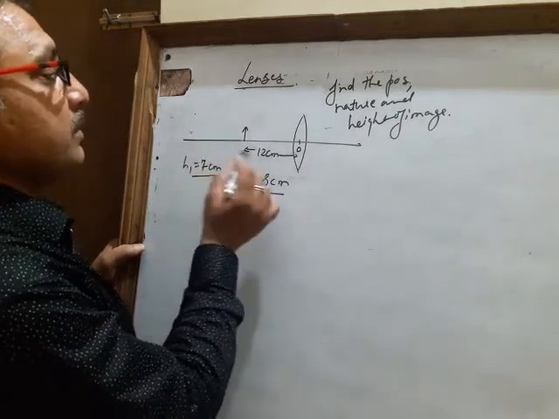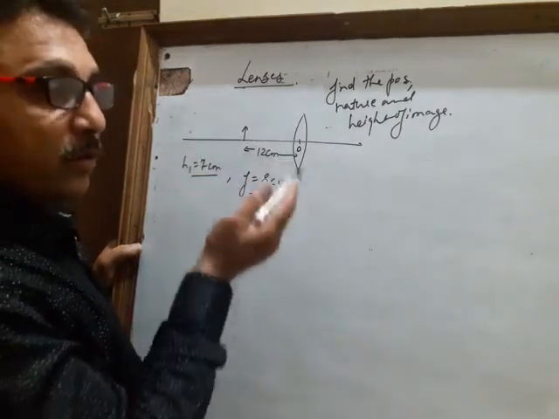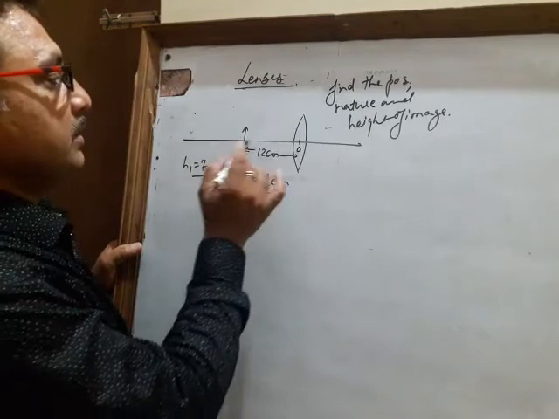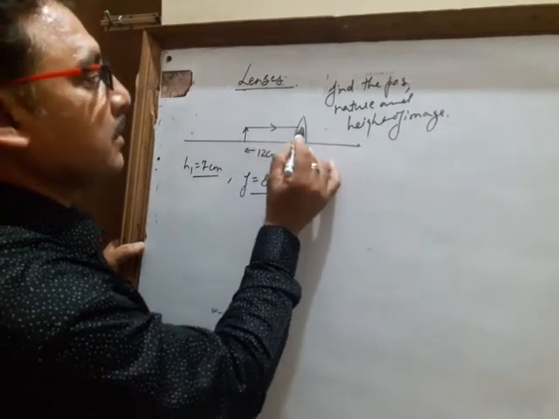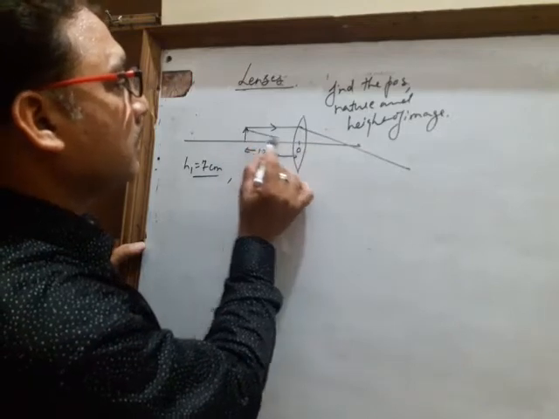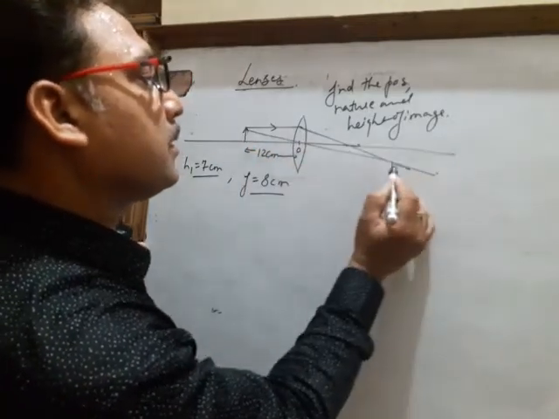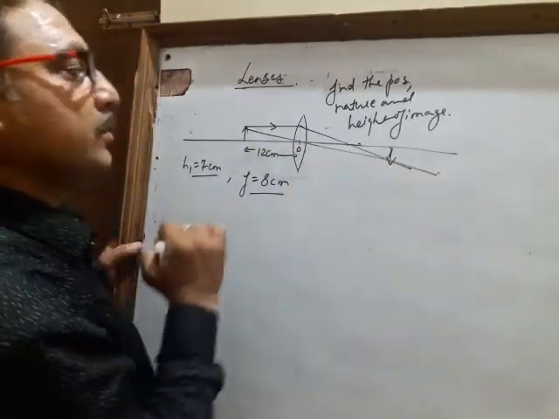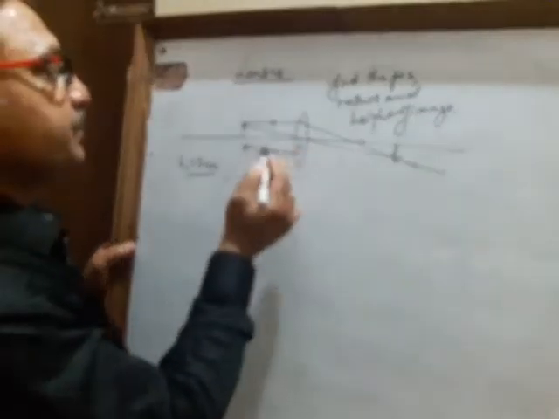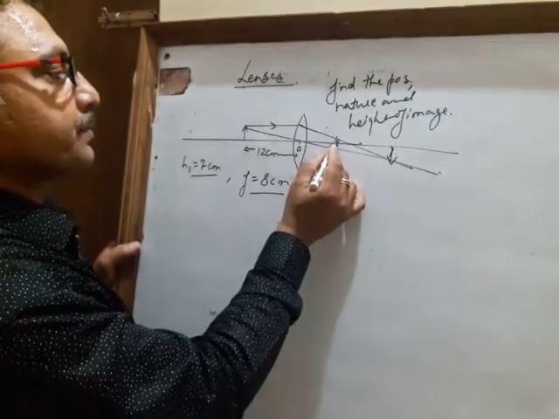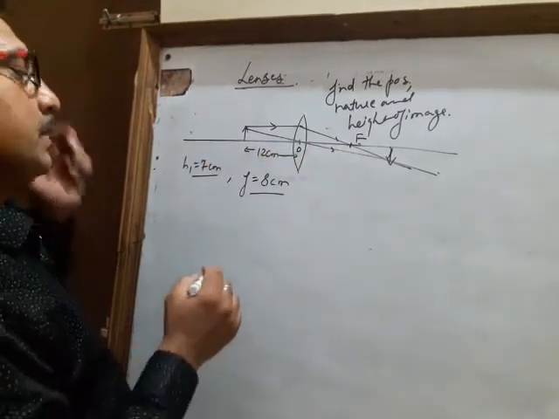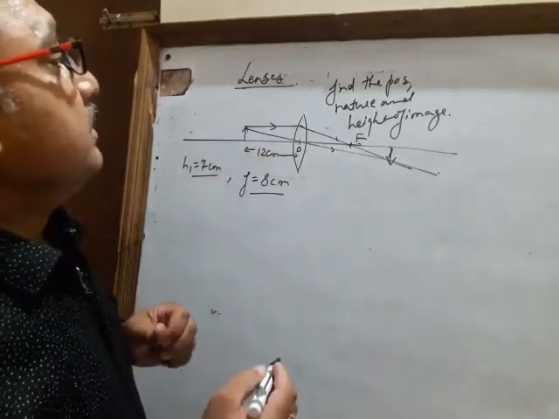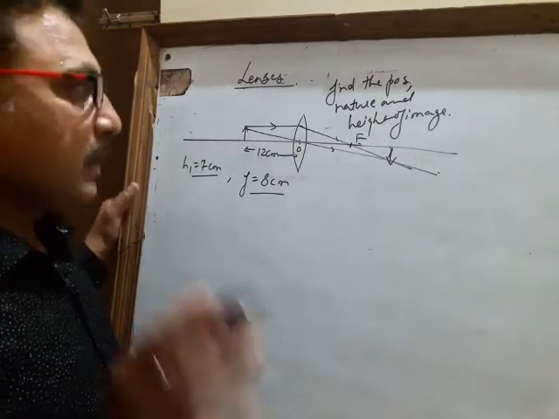First, if you want, you can draw the ray diagram also. Easily you can draw it like this. Like this you will get the image, a real and inverted image. This is the focus. This is easy to draw. Now you have to find the position, nature and height of the image.